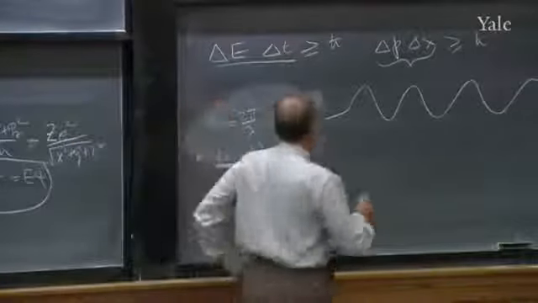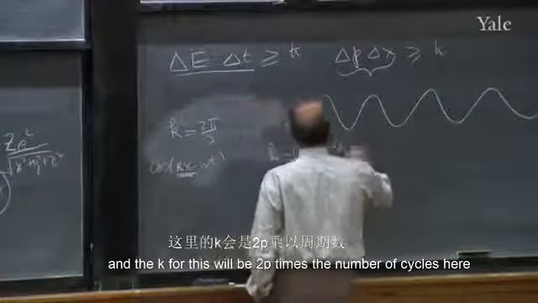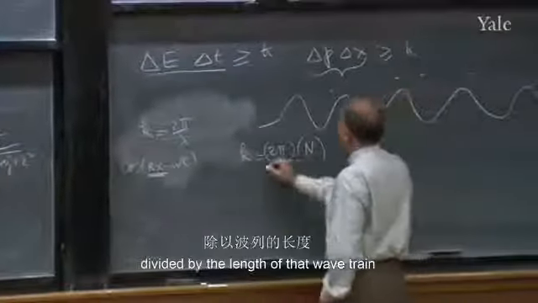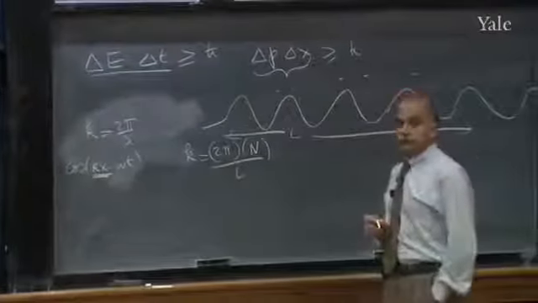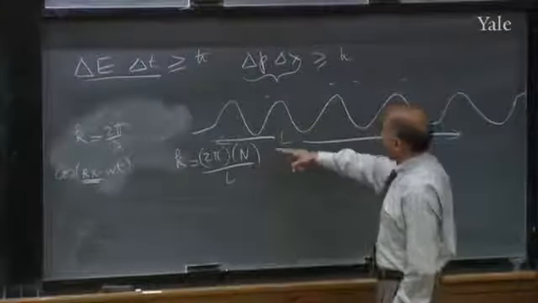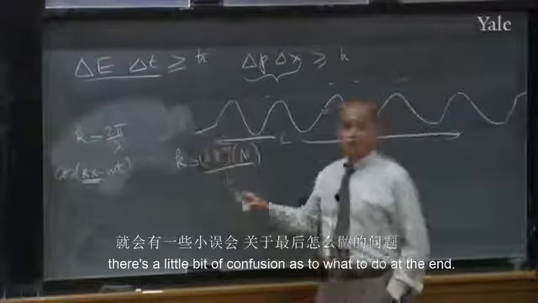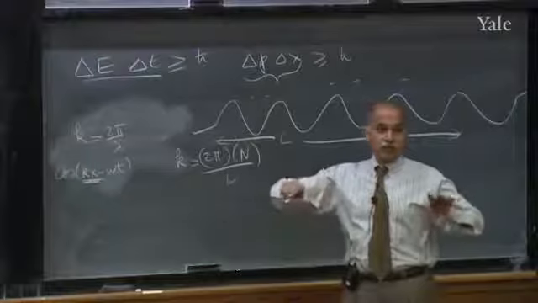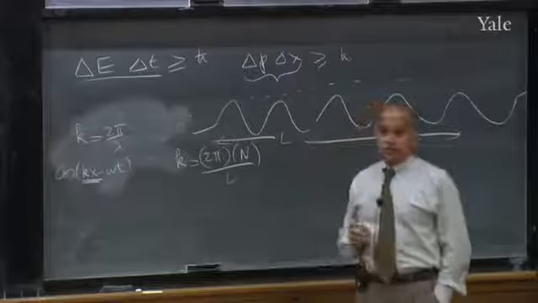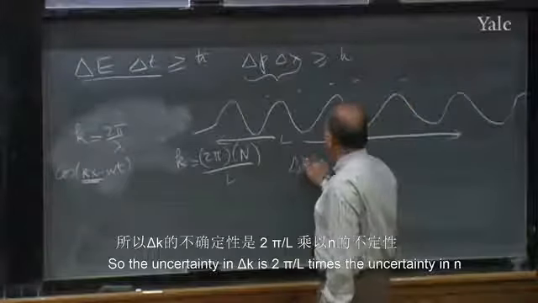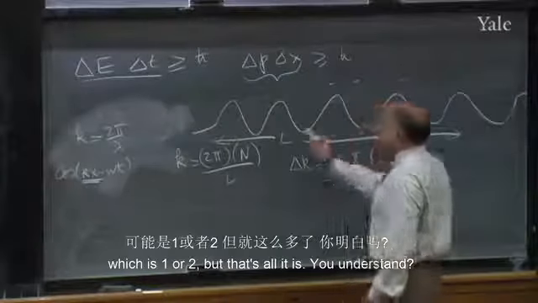So let me take this wave, and the k for this will be 2 pi times the number of cycles here divided by the length of that wave train. But there is no unique end you can associate with it. These are all full cycles. But once you come near the end, there's a little bit of confusion as to what to do at the end. How do you close it off? So there's an error or uncertainty of about 1 cycle coming from the two ends. So the uncertainty in k is 2 pi over L times the uncertainty in n, which is 1 or 2, but that's all it is.